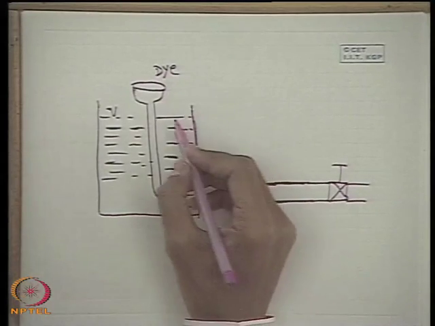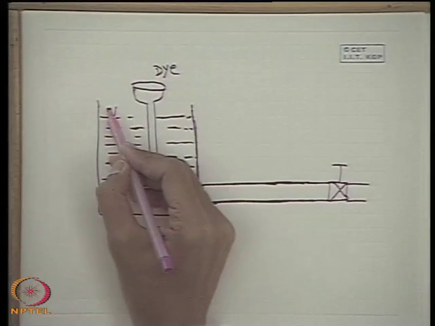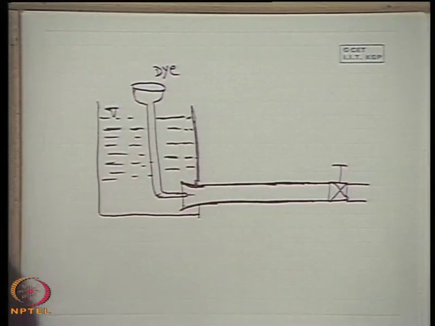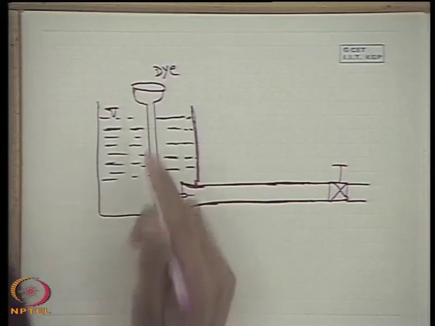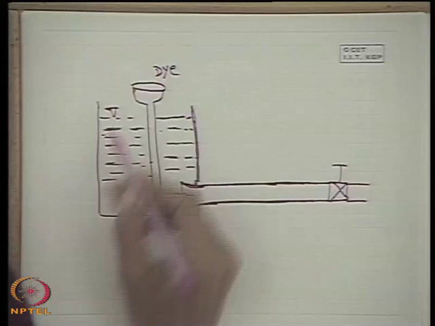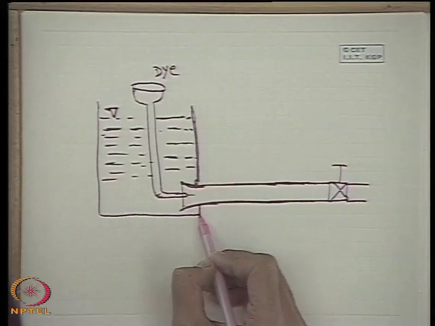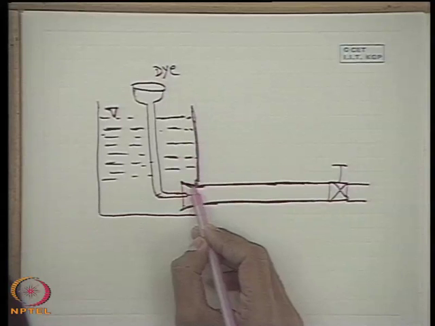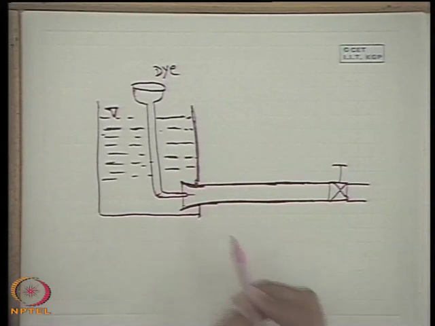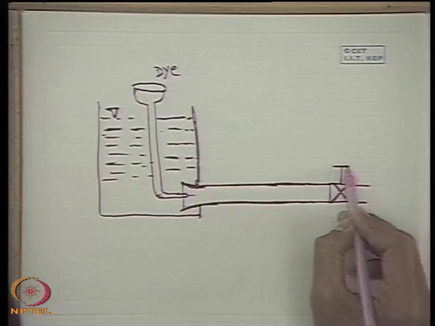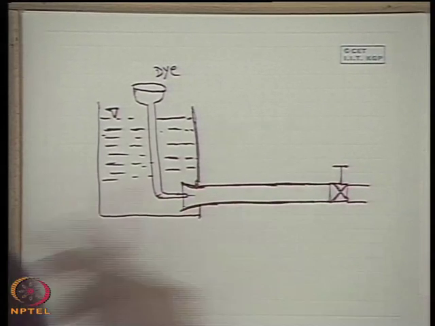He first started with a tank with a liquid, for example water. He started with water in a tank with a constant height. One tube was attached by the side of the tank at this position with a flared entry, and a valve was kept at the downstream part of this tube, which was initially closed.